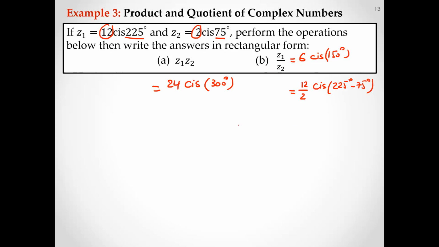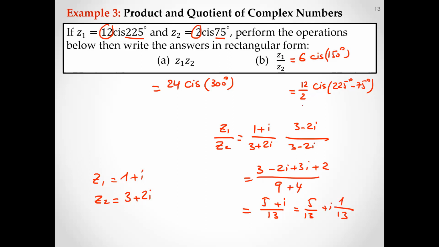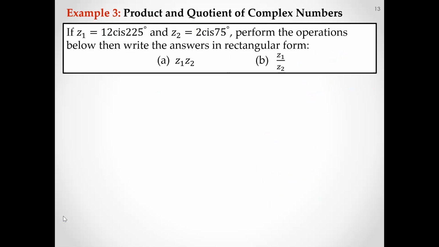Okay, let's remember using standard form. For example, if you have Z1 = 1 + I and Z2 = 3 + 2I, you must write them in standard form. You multiply by the conjugate. You multiply (3 - 2I) times (1 + I), that is 3 + 3I - 2I + 2, over 9 + 4. It's (5 + I) over 13. So the division is quite long using standard form. Here it's more or less straightforward. Okay, it's really easy.